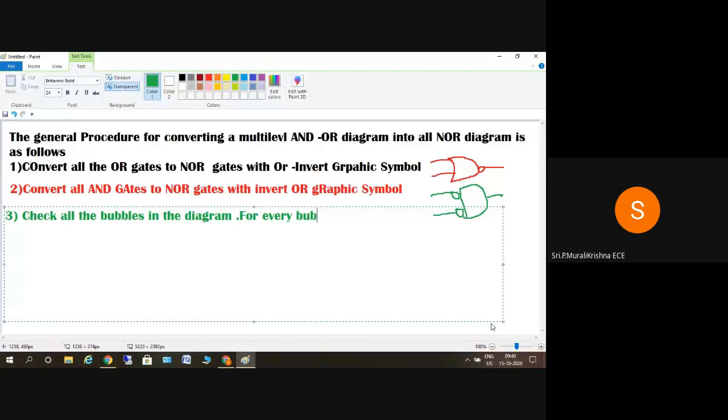For every bubble not compensated by another small circle along the line, insert an inverter. So that is an inverter, that is a one input.